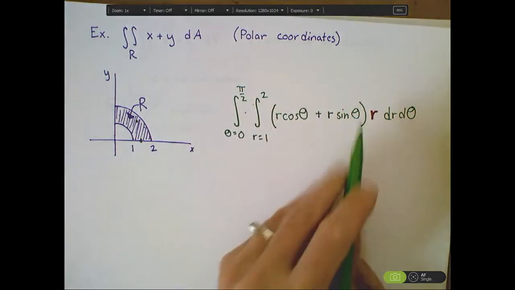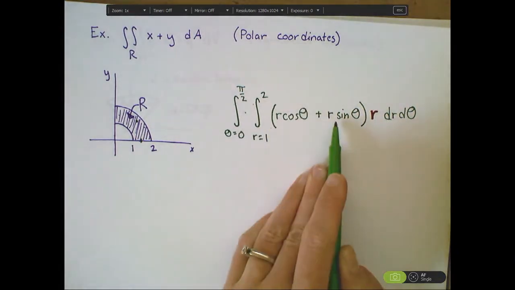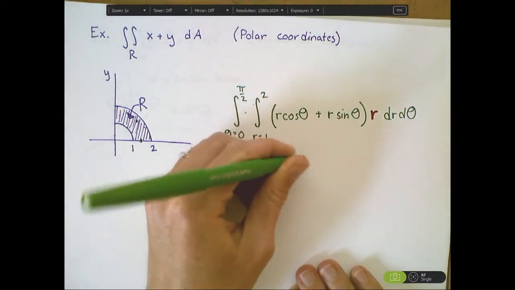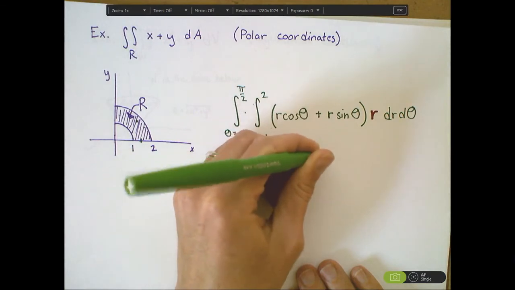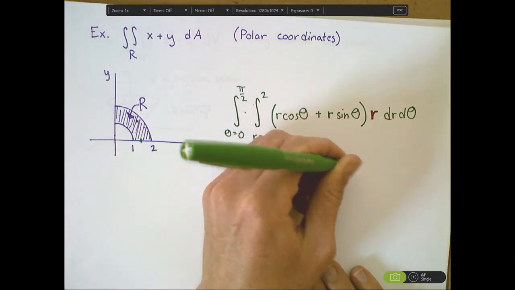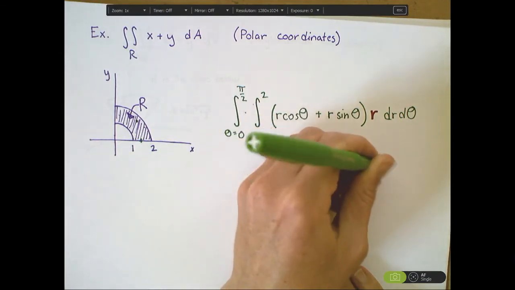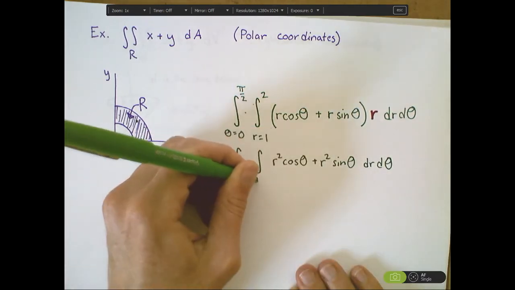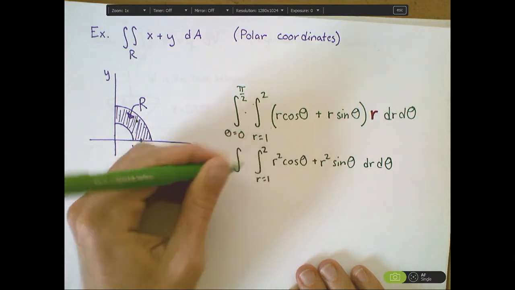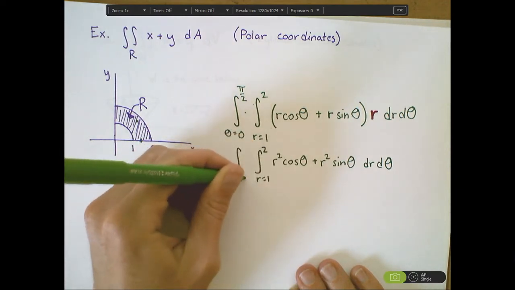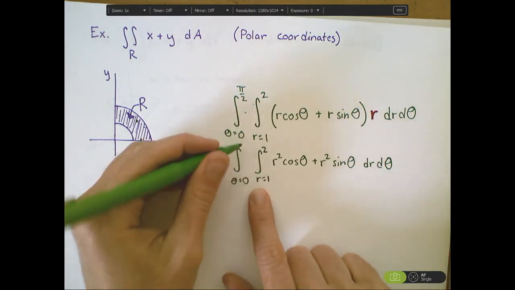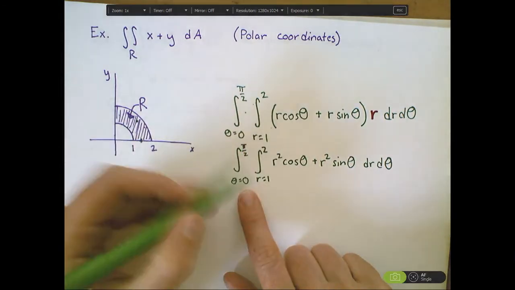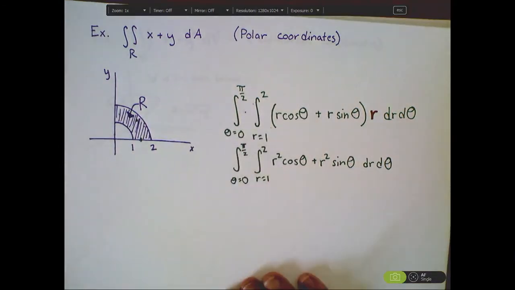We'll see that this red r gets multiplied through each of those terms, so I end up with r squared cosine theta plus r squared sine theta, dr d theta. By Fubini's theorem, I could have done the r on the inside or the outside. It doesn't matter, because the bounds are all constant bounds. Even though it looks crazy, these are constant bounds in terms of theta and constant bounds in terms of r.